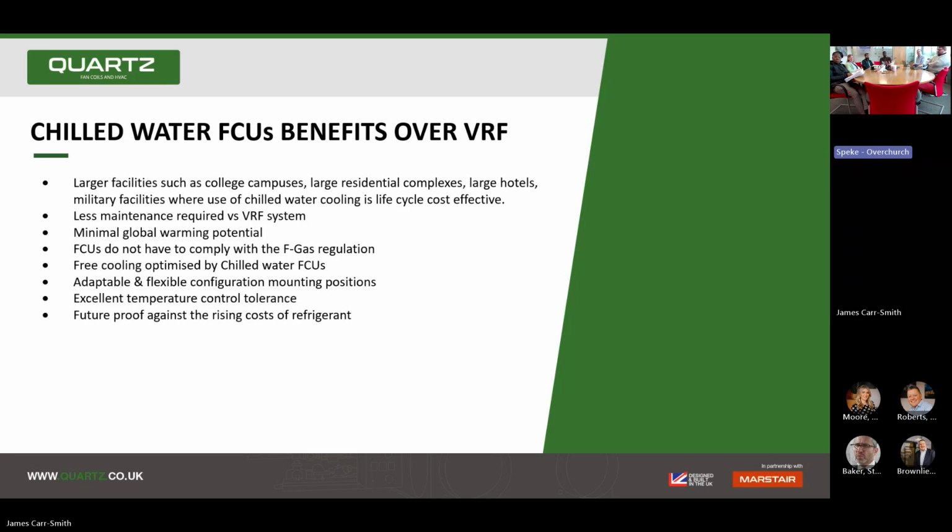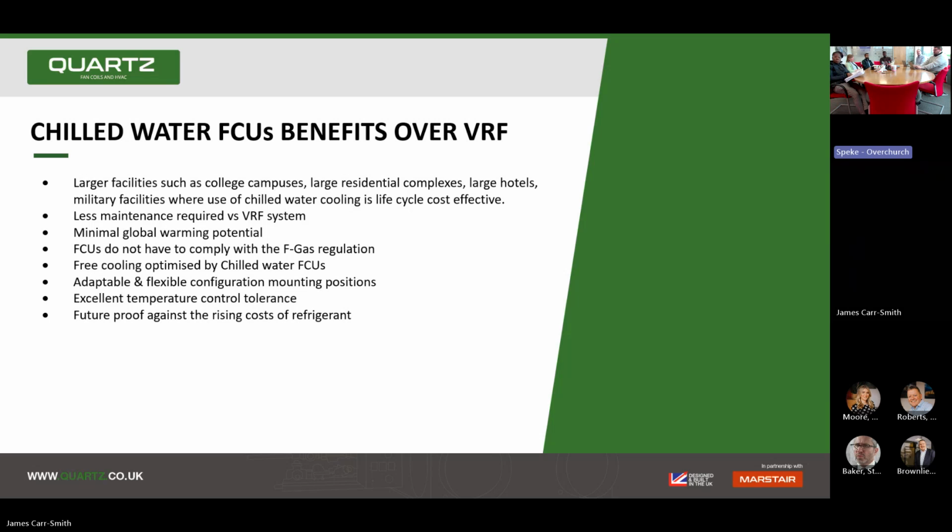You've obviously got free cooling that can be optimized on the chiller itself, which is not part of the fan coil, but part of the system. They're easy, adaptable and flexible to mount in different positions without the cost of expensive engineers. You still get very good temperature tolerance and control of the space temperature. And obviously it's future-proofed against the rising cost of refrigerant, which does fluctuate.